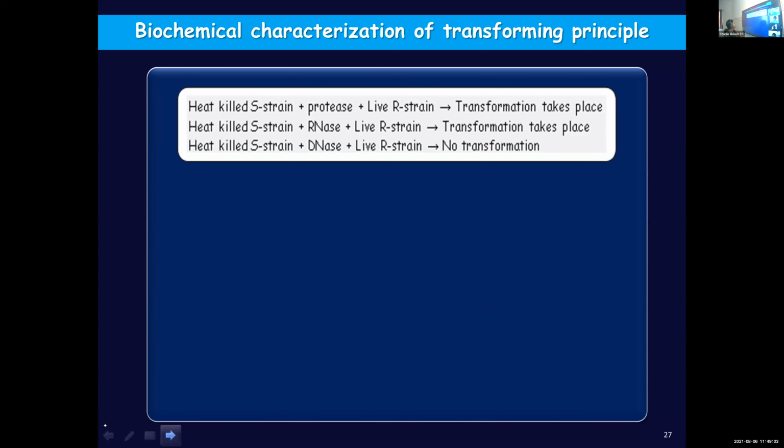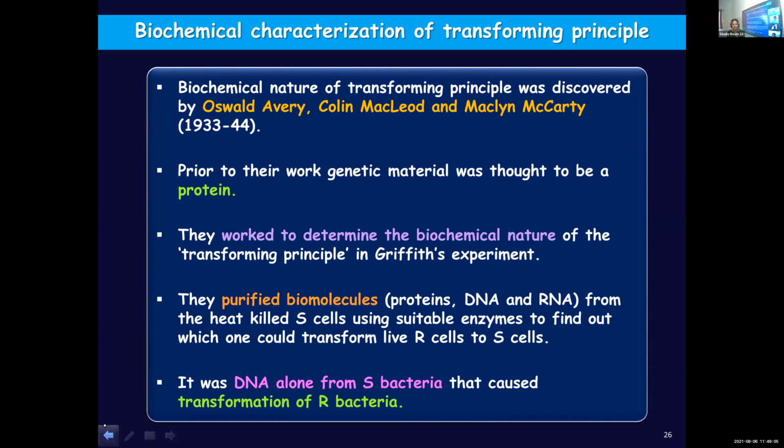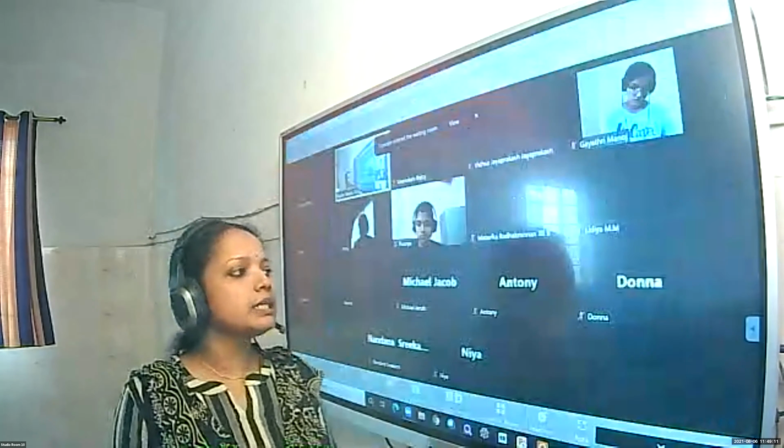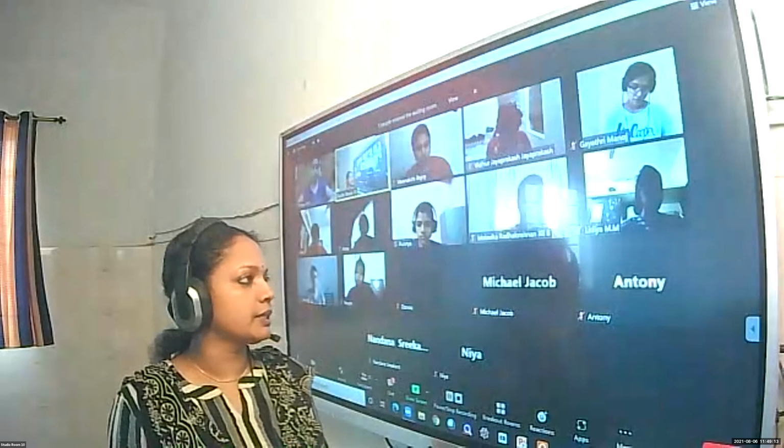More about how they found out that it was DNA and not RNA and proteins, we will learn in the next class. Details of the experiment we will see in the next class.